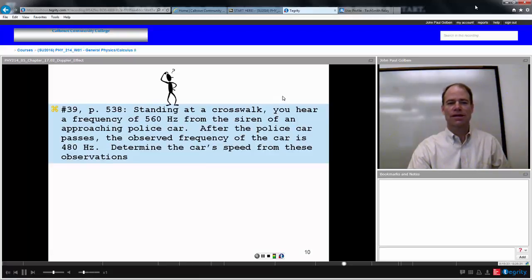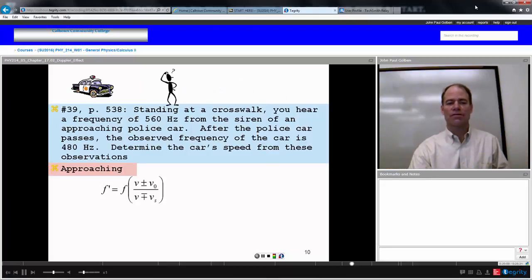Let's try this. Standing at a crosswalk, you hear a frequency of 560 hertz from the siren of an approaching police car. After the police car passes, the observed frequency of the car is now 480 hertz. Determine the car's speed from these observations. In this case, the observer is not moving, so the observer's velocity is just 0.